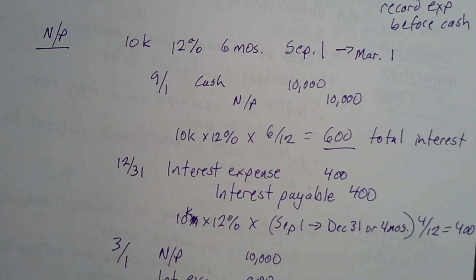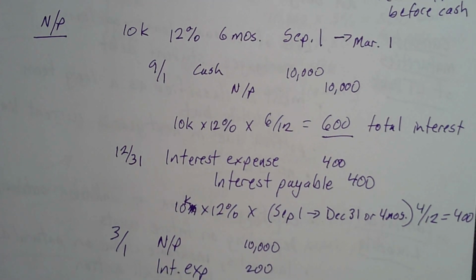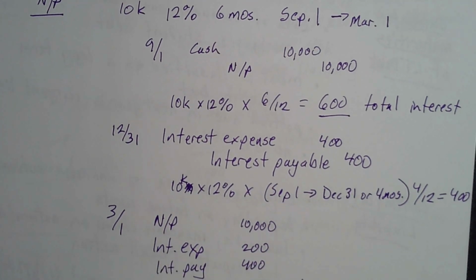So if the loan is for less or more than a year, we have to figure it out based upon the annual rate. 10,000 times 12% is $1,200, times half a year, 6 out of 12 months, is 600. So that's the total interest expense that we're going to record. Of course, it gets recorded over two periods, because part of that interest expense occurs between September 1st and December 31st, and part occurs between the next January 1st and March 1st when we pay it.